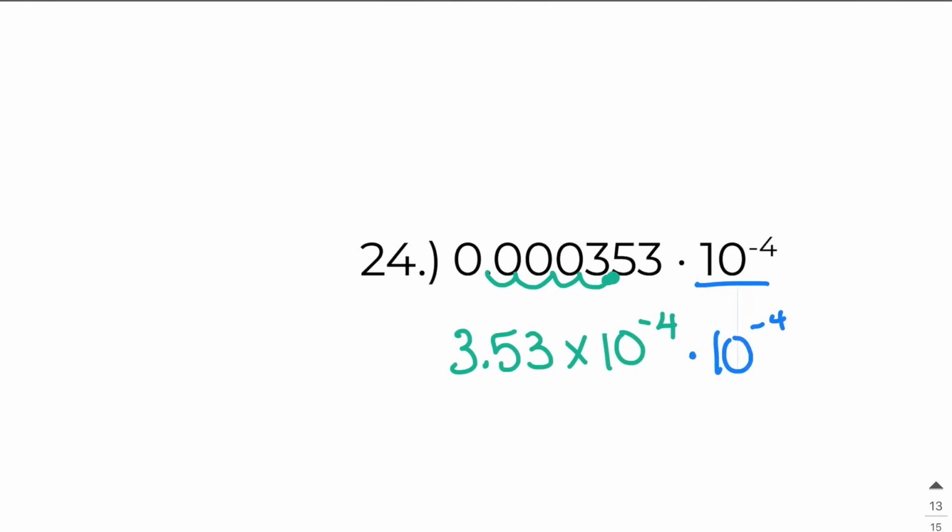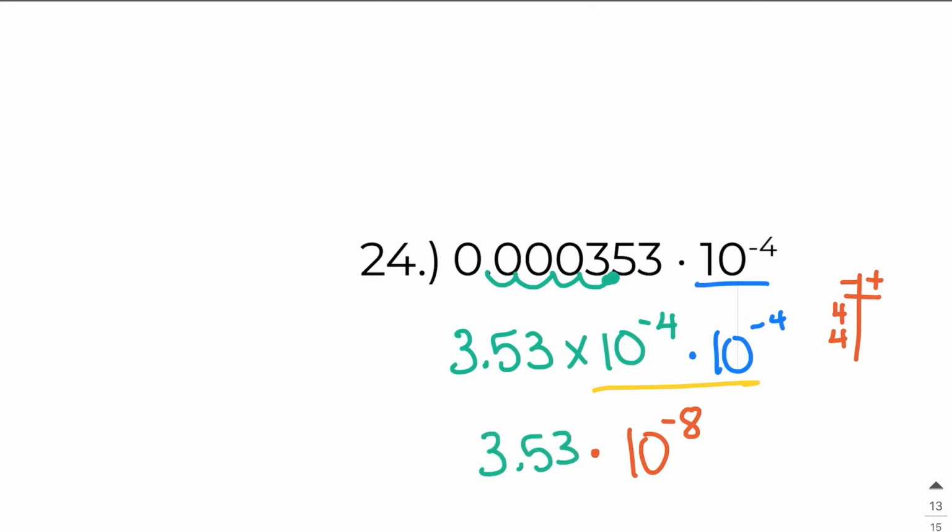It is a complete coincidence that these numbers match. It will not always happen here. So when I have 10 to the power of negative 4 times 10 to the power of negative 4, team negative 1, 4 points, team negative 1, another 4 points. So this becomes 10 to the power of negative 8. And then I just copy down this 3.53. So this right here is how this number is written in scientific notation.